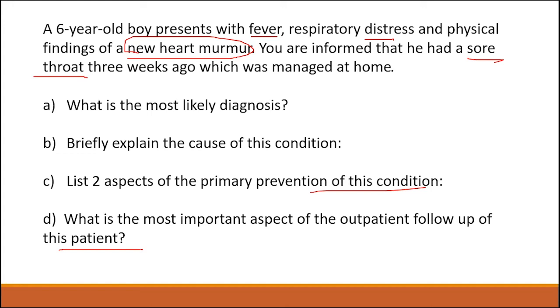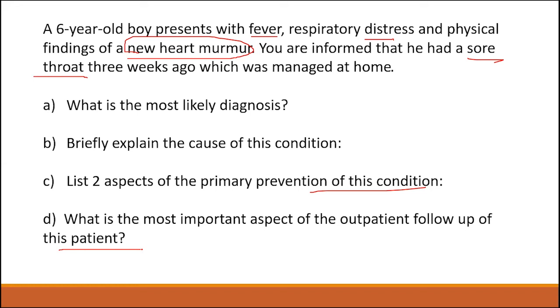You give, you go home, you come back. Or you can also give oral penicillin to prevent recurrence. But if you don't give the IM, they will go and not come back. So basically, that's the most important aspect of the outpatient follow-up of this patient. So IM benzathine penicillin. As simple as ABCD. All right.